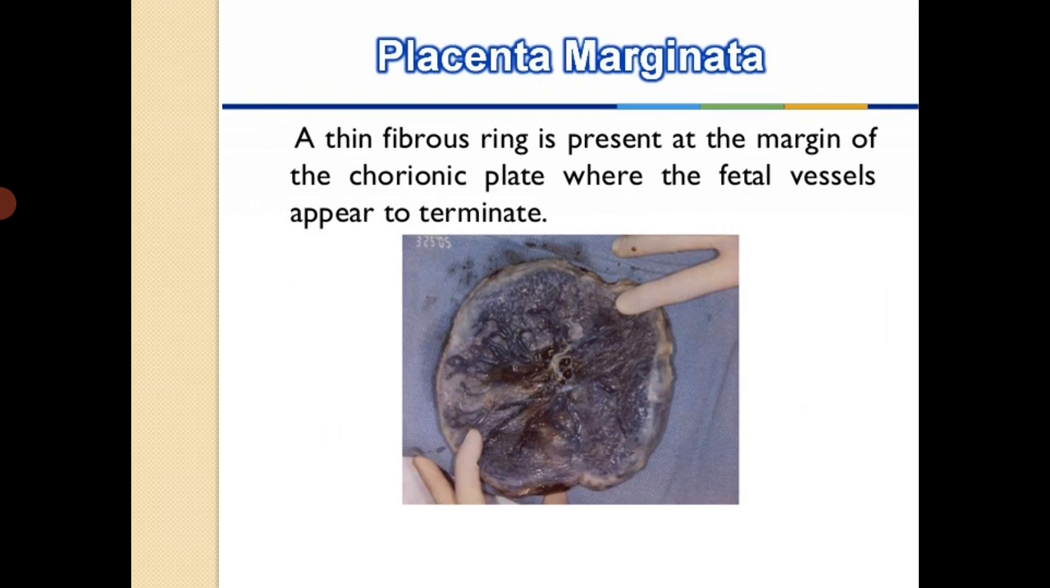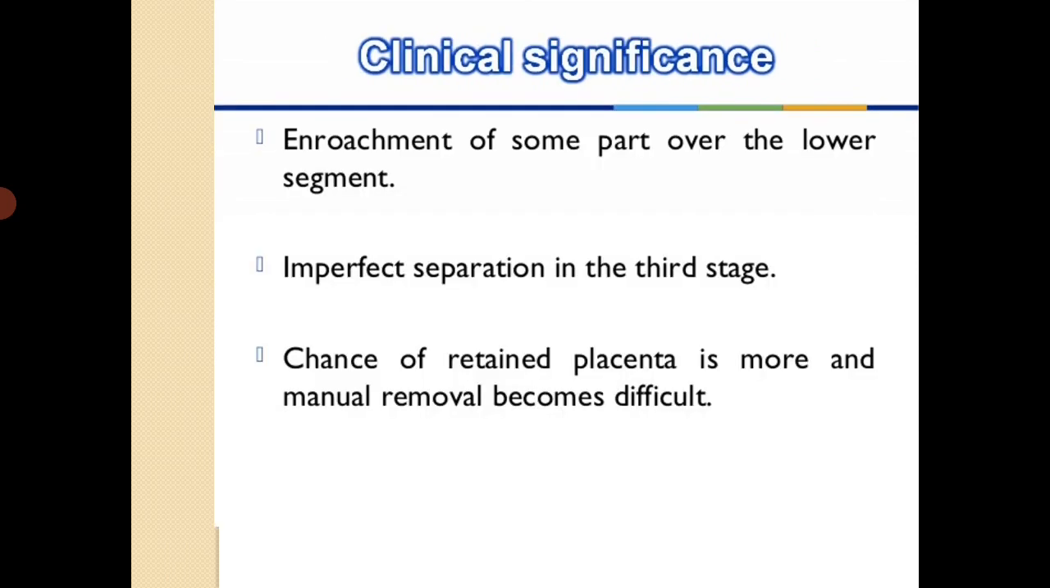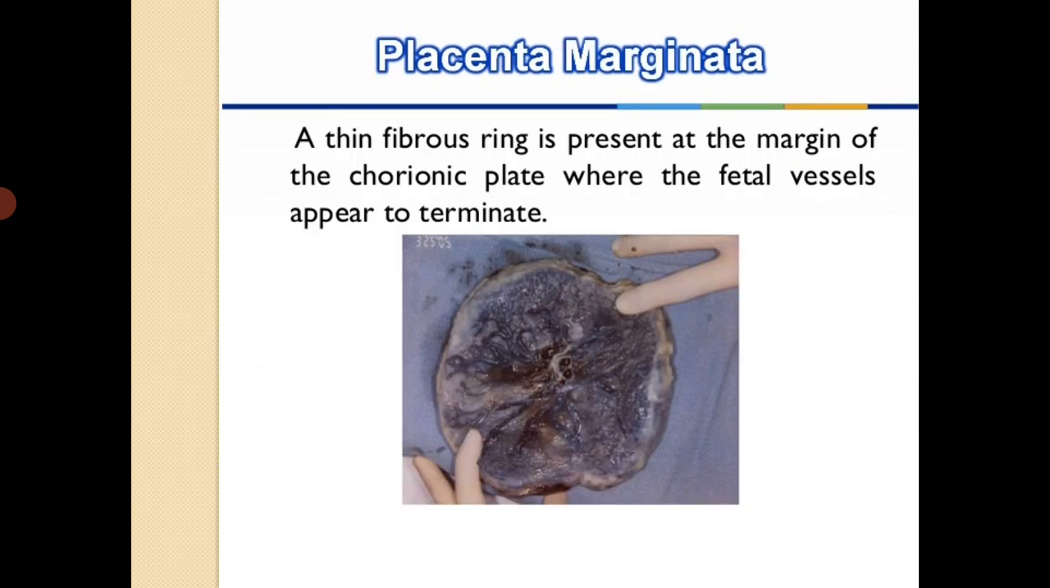Second one is placenta marginata. Here, the ring is located at the edge or margin of the placenta and is raised by the presence of degenerated decidua and fibrin. A thin fibrous ring is present at the margin of the chorionic plate where the fetal vessels appear to terminate.